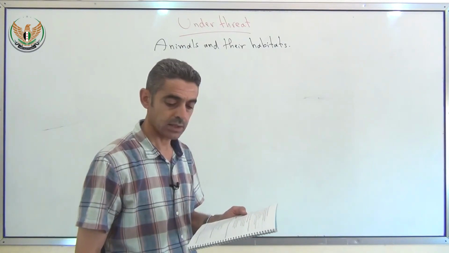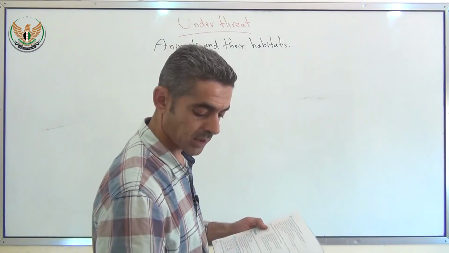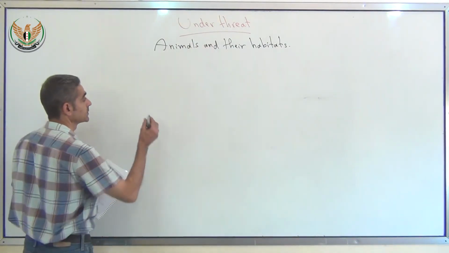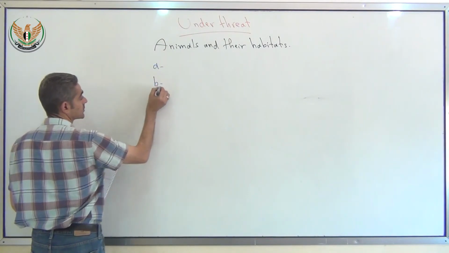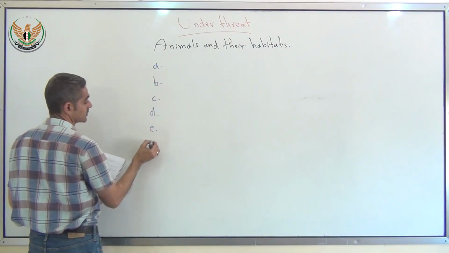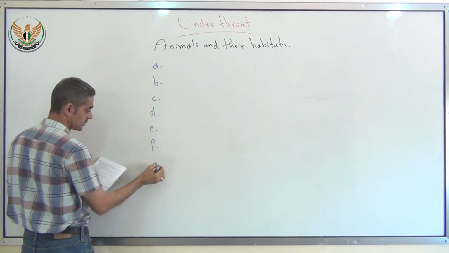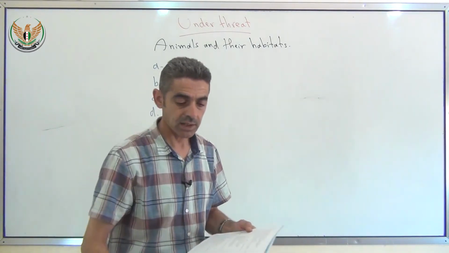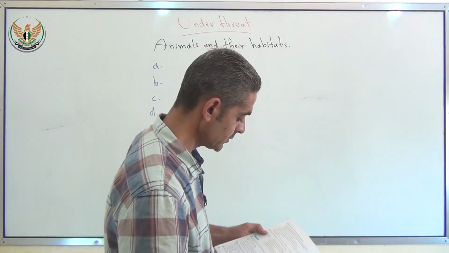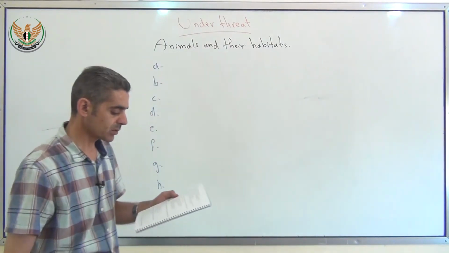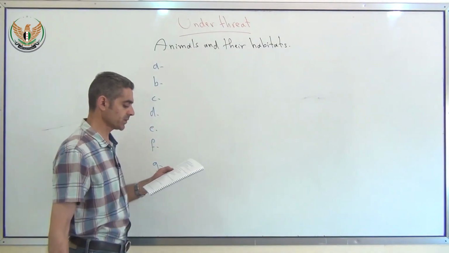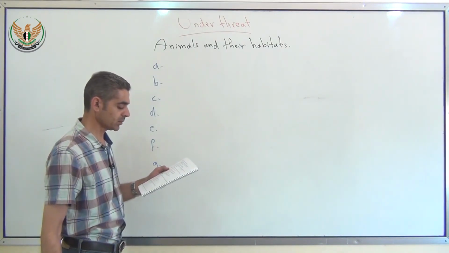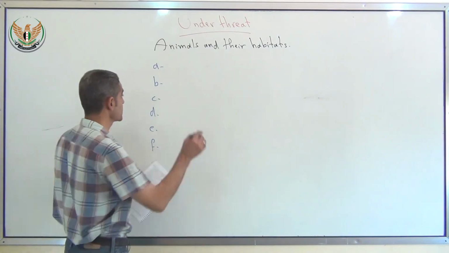نبدأ بالجملة الكلمة الأولى مع توصيلها بالطرف الثاني. Adapt يتكيف with number 6. Change to be better suited to a situation. يتغير ليصبح suited متكيف better بشكل أفضل to a situation مع حالة ما. إذن A with number 6.